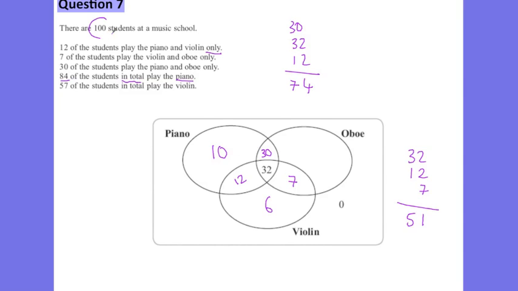We're told that there are 100 students. So to be able to find the missing number in here, we must add everything up and subtract from 100. 3 only play oboe. Of the 100 students, one of the 100 students is picked at random. Write down the probability that this student plays piano and oboe. Not piano and oboe only, piano and oboe. Piano, oboe. This section in here.